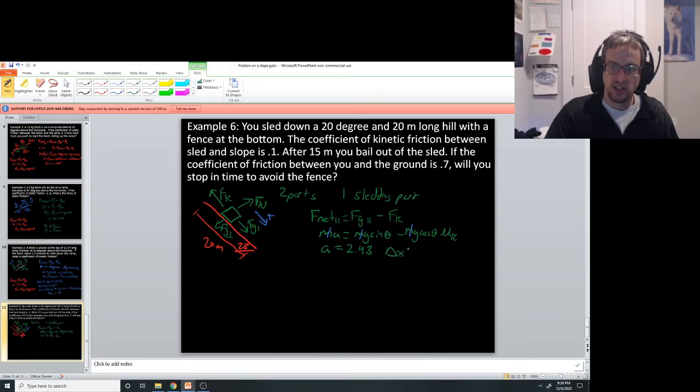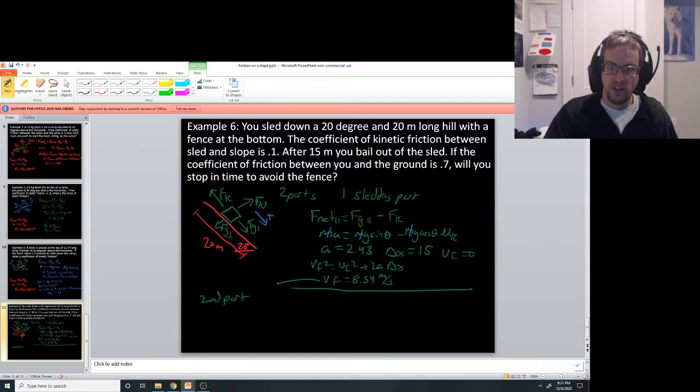We also have a displacement of 15. The whole thing is 20 meters long, but you bail out after 15, and your initial velocity is 0. Again, we can find final velocity using v final squared equals v initial squared plus 2a change in x. V final is going to be 8.54 meters per second. Now for the second part, this v final is v initial.